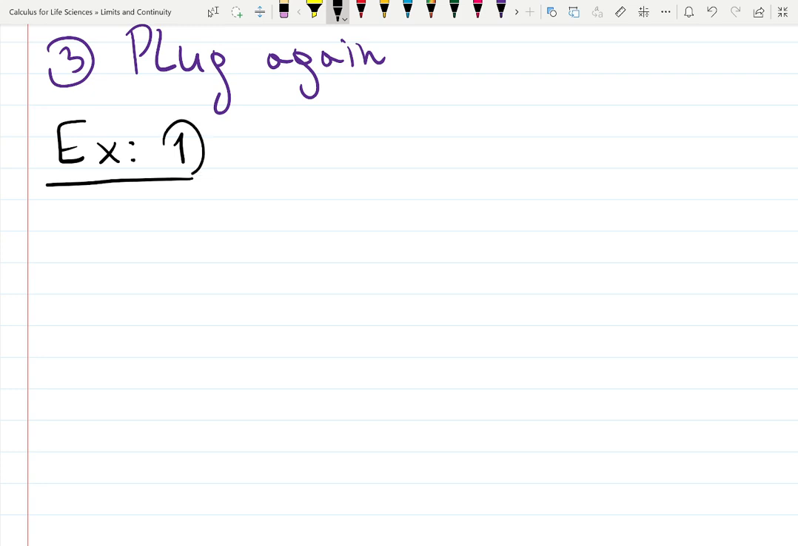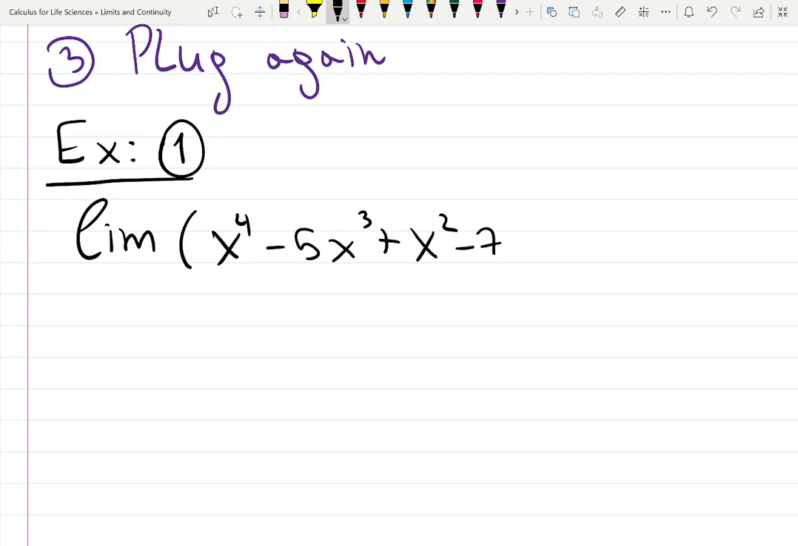So, example 1. What is the limit of x to the 4 minus 5x cubed plus x squared minus 7? Looks very bad. What is going on? When x approaches 2. You see, we worked with graphs for 2 classes. And now there's no graph. There's a weird random point, x goes to 2. What is happening here? What is step 1 saying?